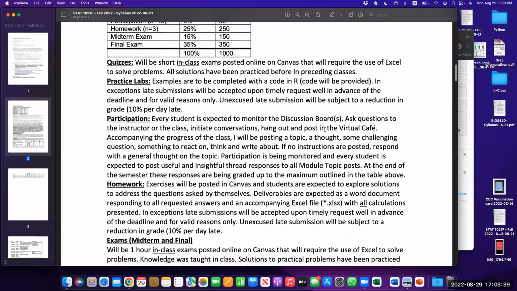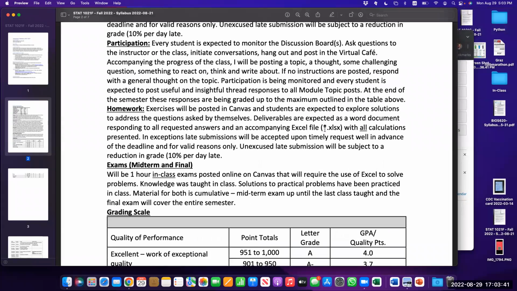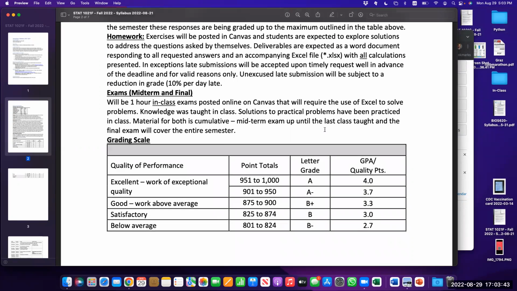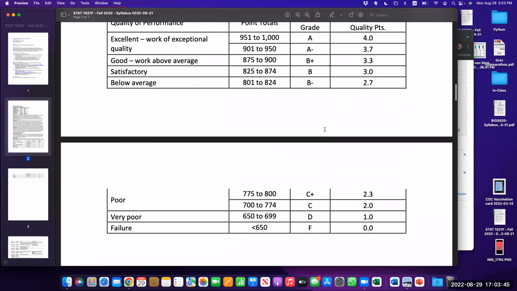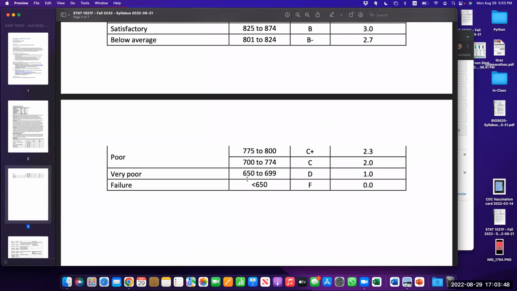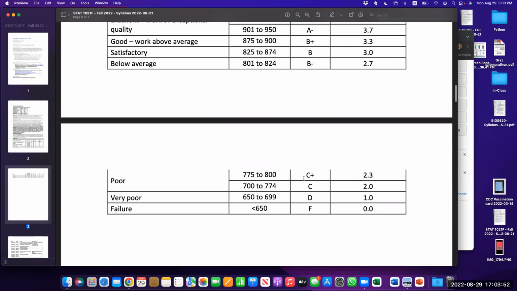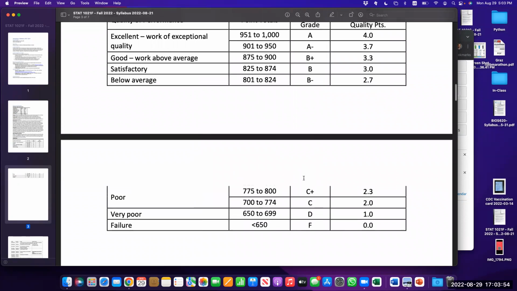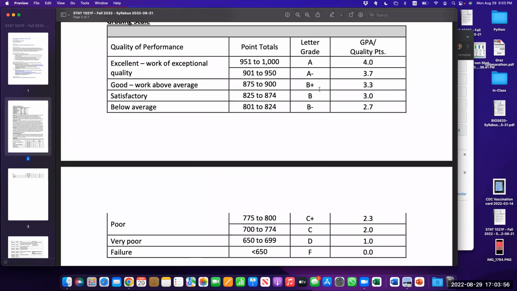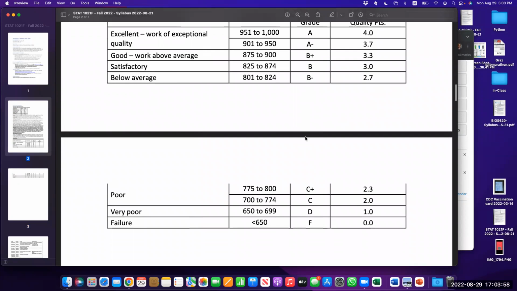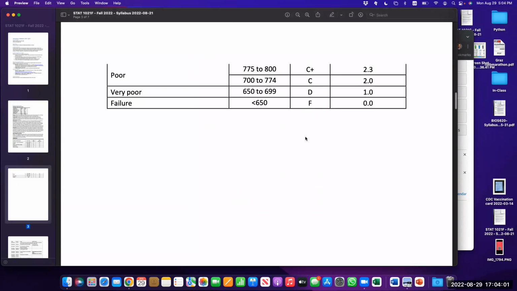Next, practice labs. This is just a different wording. Basically everything less than 650 fails. We have D, which I don't have for my graduate classes, but it seems to be commonly used here. It's a grading scheme that you should be comfortable with.